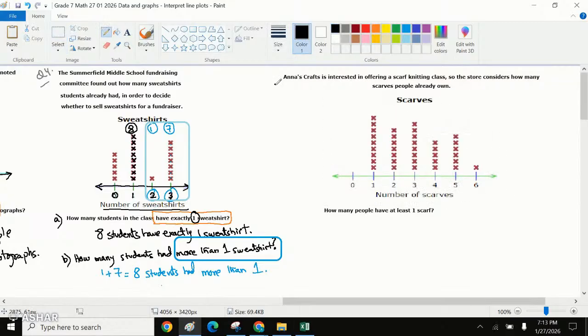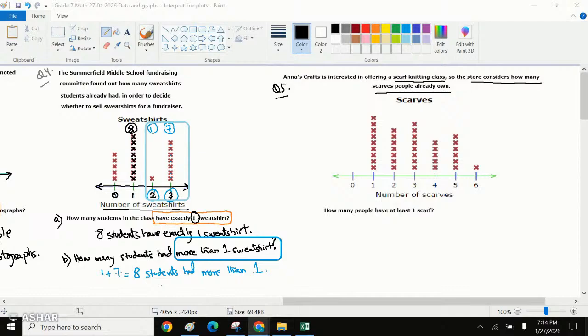So question number 5 says, Anna's Crafts is interested in offering a scarf knitting class. So the store considers how many scarves people already own, right? They want to see, if they would have a class, how many people would own how many scarves. So 0 means no one has a scarf, right? 0 scarves were owned by no one. Okay. Thank you, Prem. Let's count. I haven't counted it yet.